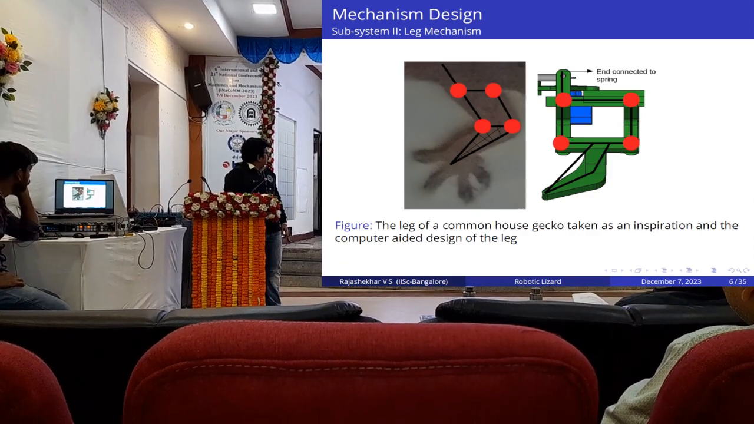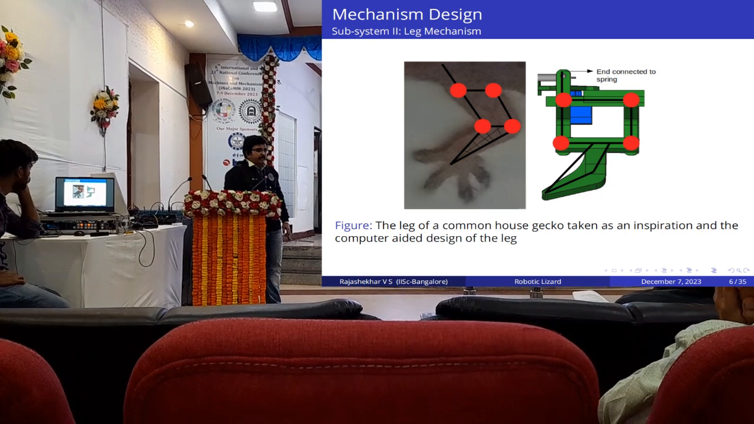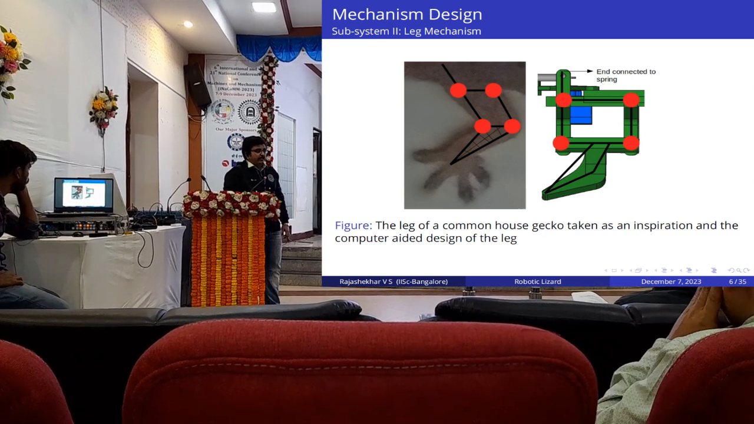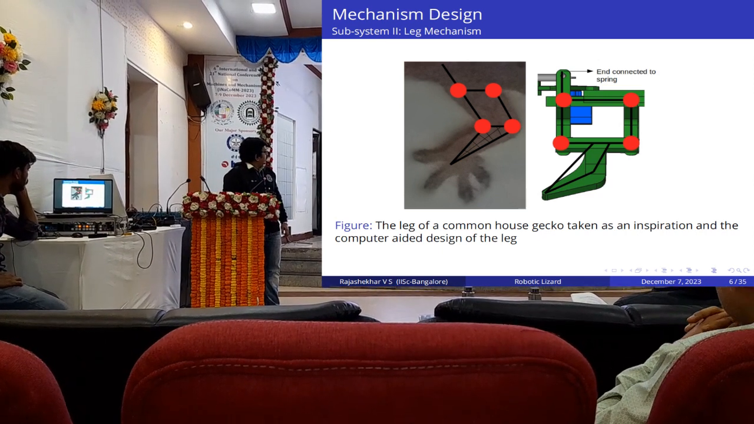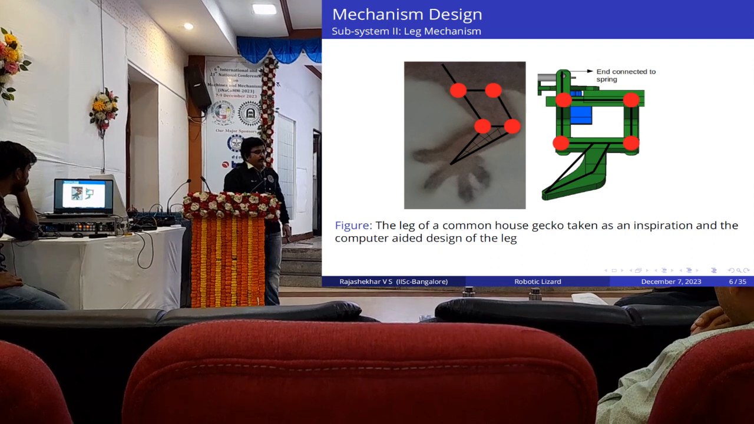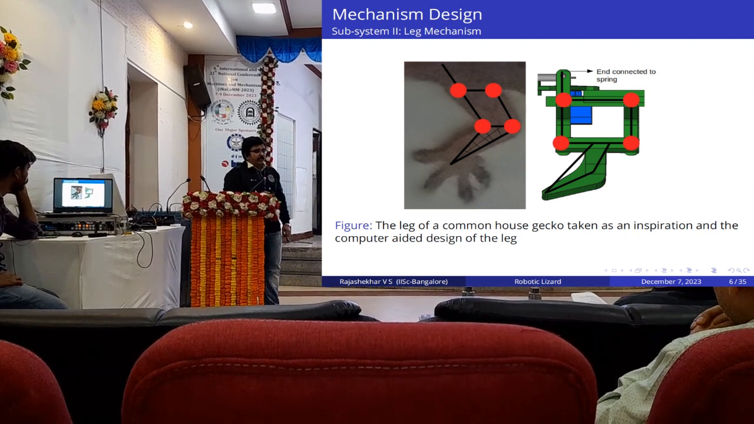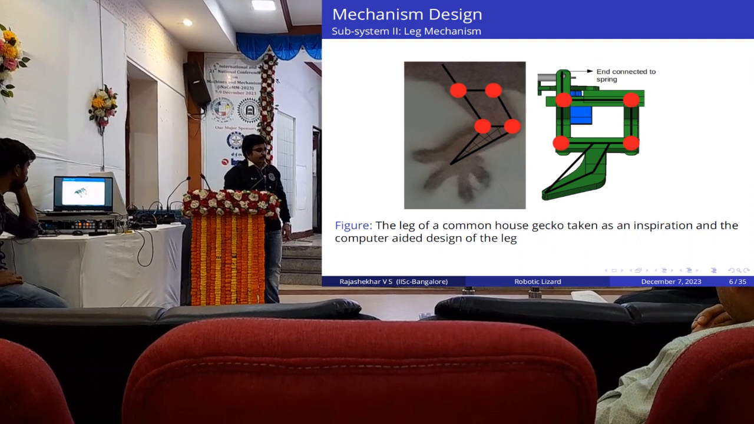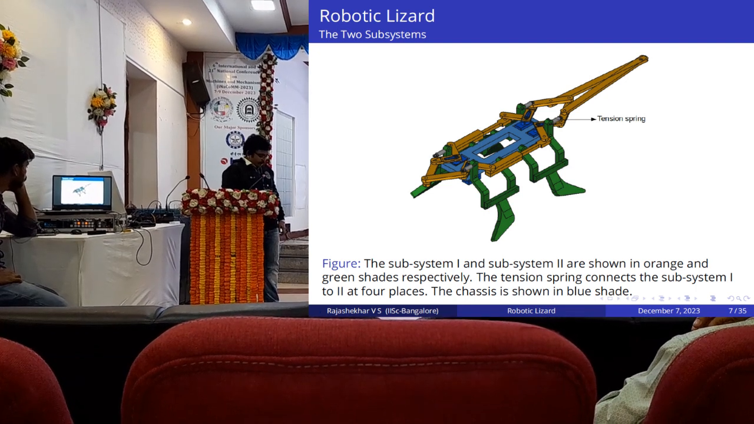And the leg is like this. It is a 4-bar mechanism with the leg portion extended in the forward direction, and a spring is connected to the body mechanism so that when the body moves, the leg also moves. This is the overview of the robotic lizard.